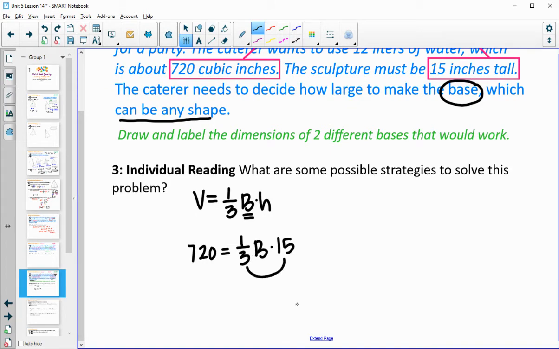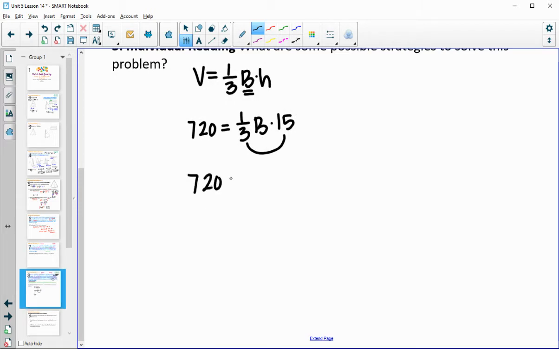So then if you simplify 1/3 and 15, that's 5. So you get 720 equals 5 times the area of the base. Then you'd be able to divide by 5. So 720 divided by 5 to figure out that the base needed to be 144 units squared. Remember, this is the area of the base that you're creating. So then you can literally create any base you want as long as it has an area of 144 units.